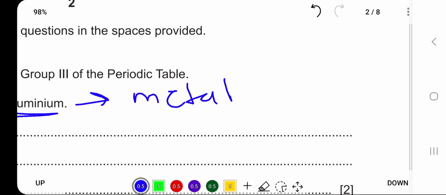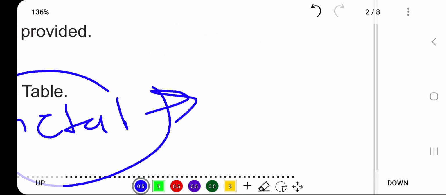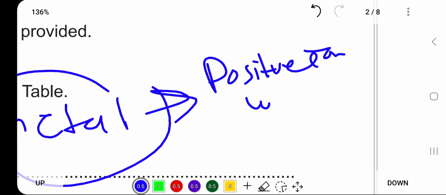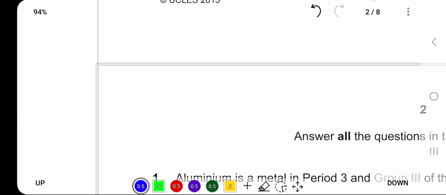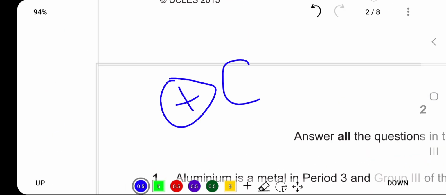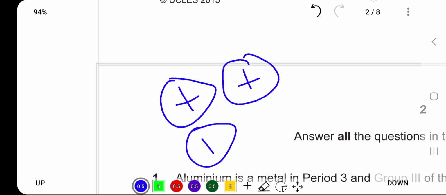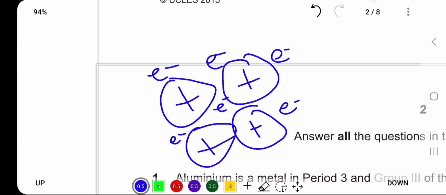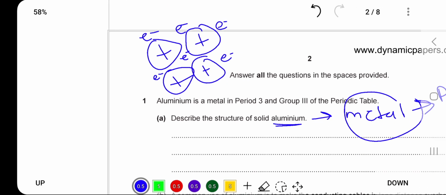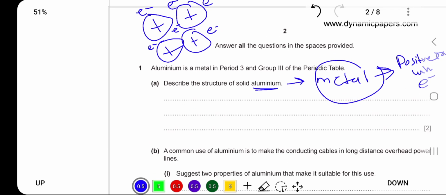Anyways, we know that metals are positive ions with delocalized electrons. If you want to draw its structure, it's always going to be like this. That's for any metal, not only aluminium, please, alright? And there would be delocalized electrons. Electron delocalized means that electrons are free in it, and that is in fact the structure of a metal.